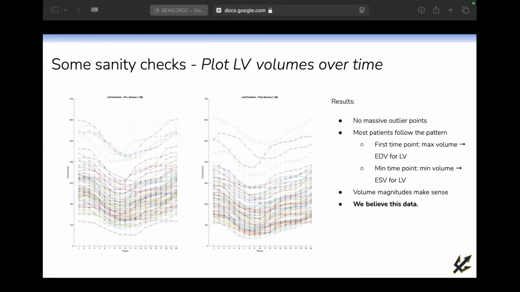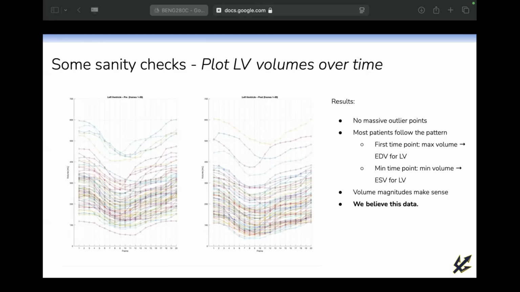So then, just to ease my worries, I plotted the left ventricle volumes over time. In the plots, time point is on the x-axis and volume is on the y. As you can see, there are no massive outliers, and most patients follow the inverted bell curve trend, in which the outlier points are the maxes and the center point is the min, or near the center. We can therefore define the first time frame as end diastolic volume and the minimum volume time frame as end systolic volume for left ventricle. So, lastly, the volume magnitudes do make sense, and therefore I can pretty much suggest we trust this data.